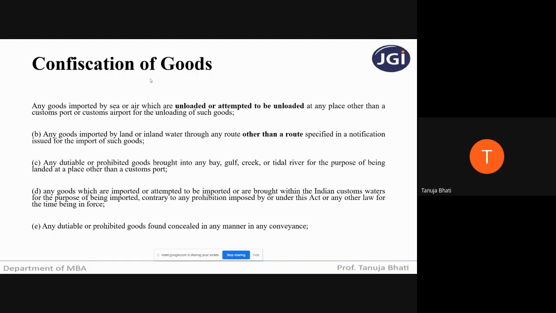I have given you notes where I have specified several other reasons why confiscation of goods takes place.